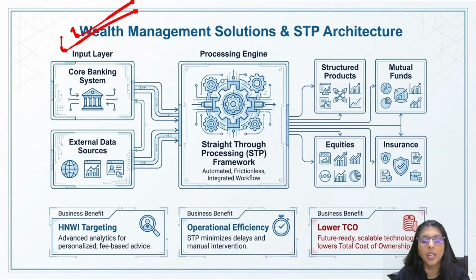Then the processing engine, that is the heart of the system. This is straight-through processing, that is the STP framework. It is the heart of the system. It is a fully automated workflow, with no manual intervention, basically real-time processing of transactions and decisions. Then there is the output layer, basically. This is the output layer.